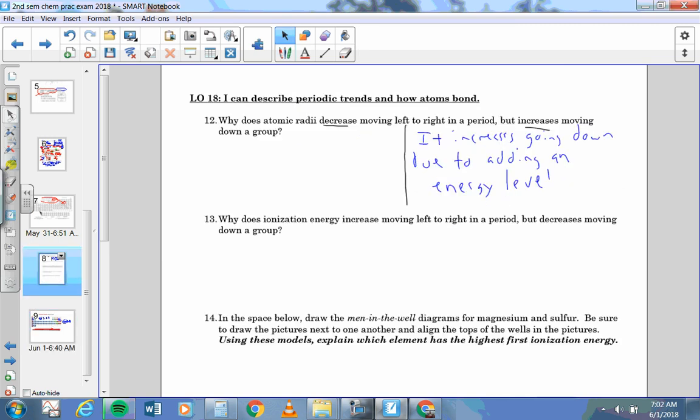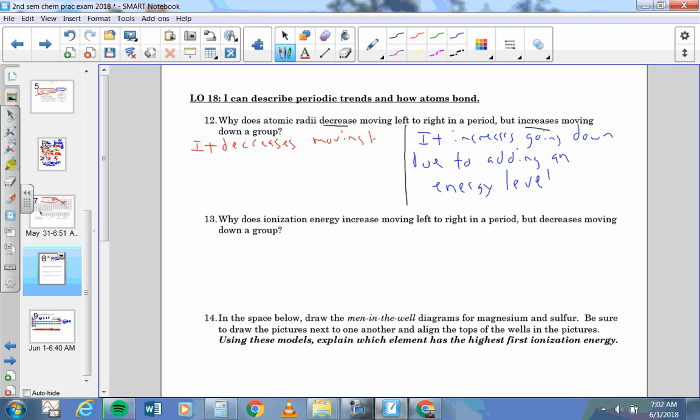So how do I word that? It decreases moving left to right because more protons pull electrons in tighter, more Coulombic attraction.